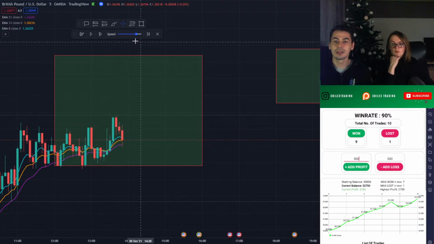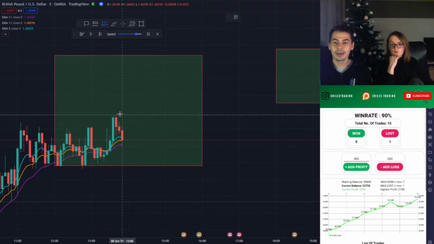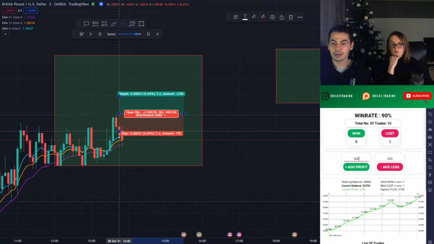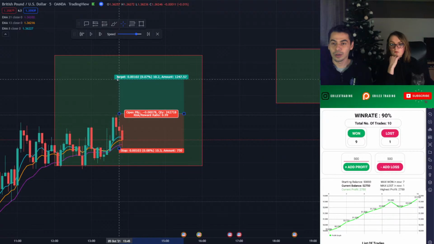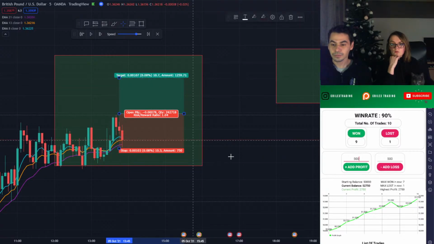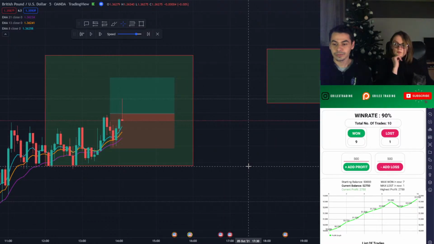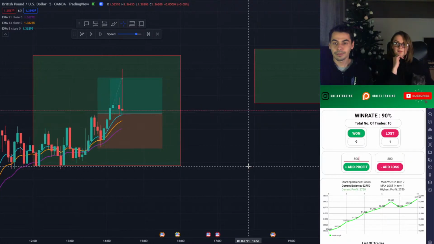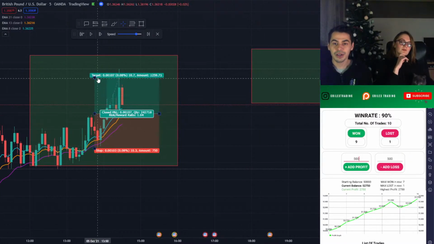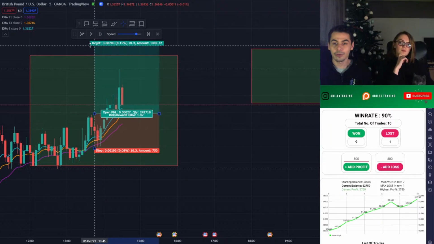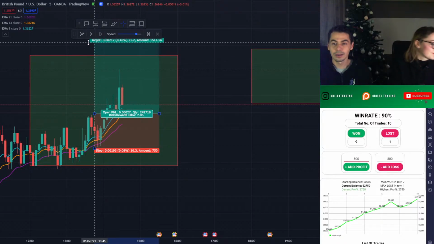The EMAs are fanned out. This position looks okay. And now we will place it at the highest point from here, 2 points above, and a bit below this. It's 103 points, so should be just fine. Okay, so we have our first target hit here, and now we are looking for the second target to get hit as well.